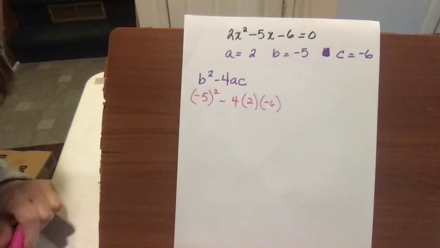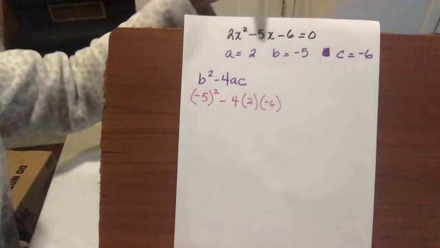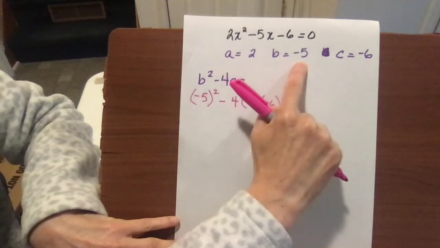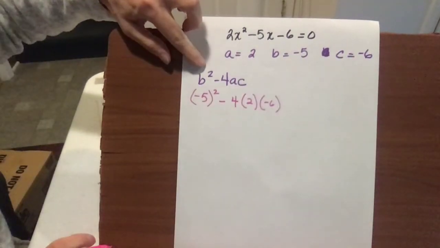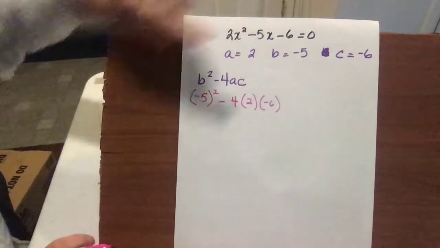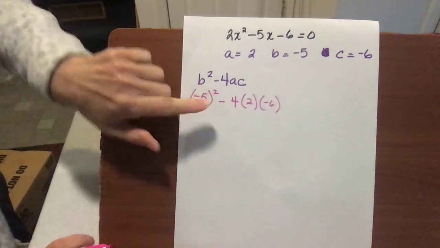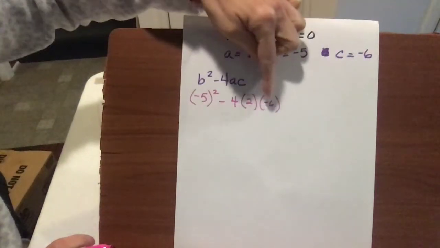All right, let's try another one. All right, so we'll start with our next problem. It's 2x squared minus 5x minus 6 equals 0. I've pulled off a, which is 2, b, which is negative 5, and c, which is negative 6. And our discriminant is b squared minus 4ac. So we're going to substitute negative 5 in parentheses into b, then minus 4. We're going to substitute 2 in for a and negative 6 in for c.